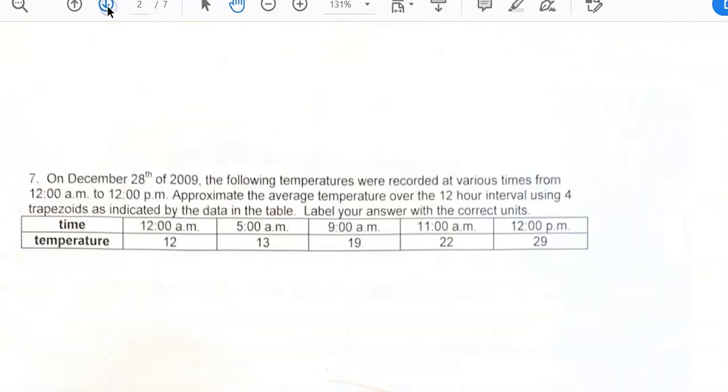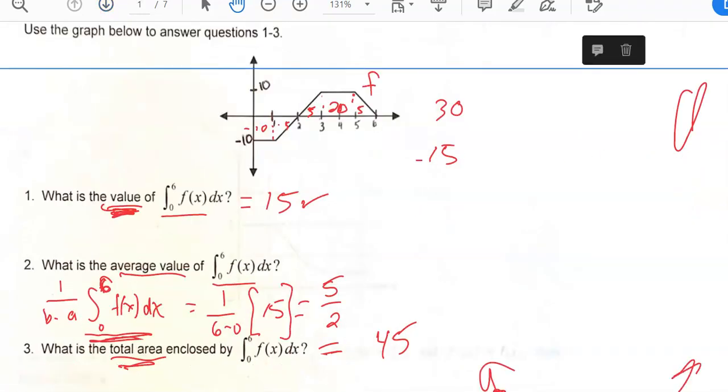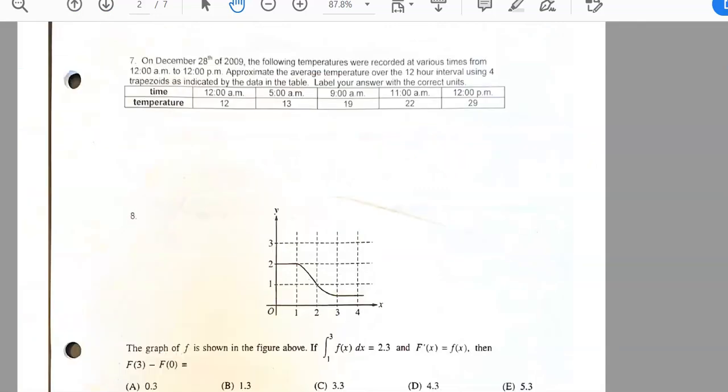All right. So next page. Is a similar idea, except you're going to use trapezoids. And then, like we've seen a couple of times, this is asking you to find an average temperature over a certain time period. It says, the following temperatures are recorded at various times from 12 a.m. to 12 p.m. Approximate the average temperature over the 12-hour period using 4 trapezoids, as indicated by the data in the table.